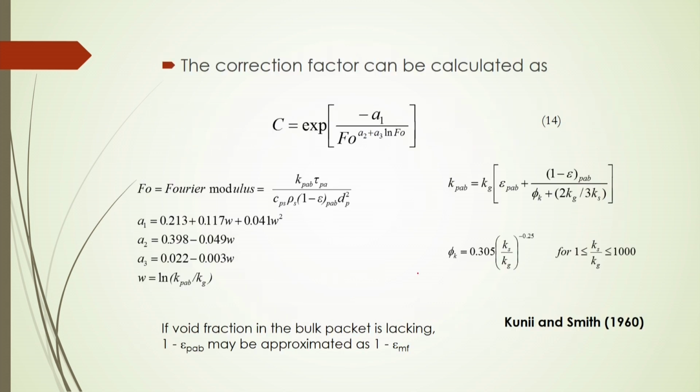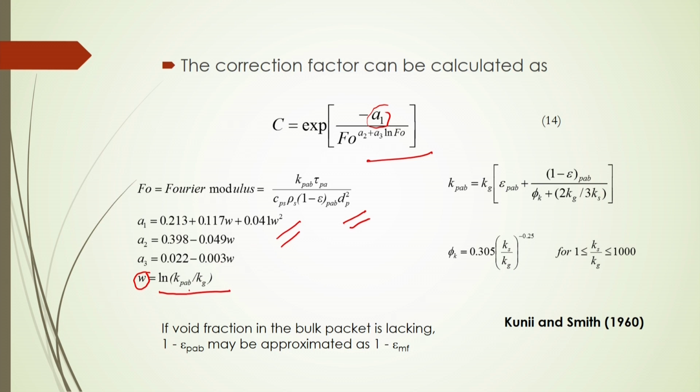This correction factor can be calculated by equation number 14 given here. This is a function of the Fourier modulus, which is defined by this equation here, and important parameters like A1, A2 and A3. These A1, A2, A3 are a function of the wet fraction of the solids in the bed, and this W is defined as ln Kpab by Kg.